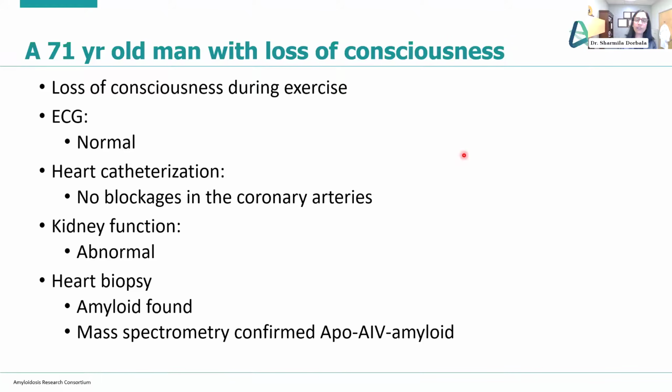This was a 74-year-old man who comes with loss of consciousness during exercise. ECG was normal, heart catheterization was normal, no blockages in the coronary arteries. The only abnormality was his kidney function. So basically, they went ahead and performed a heart biopsy on this patient, found amyloid, sent off to Mayo Clinic, and mass spectrometry confirmed ApoA4 amyloid.